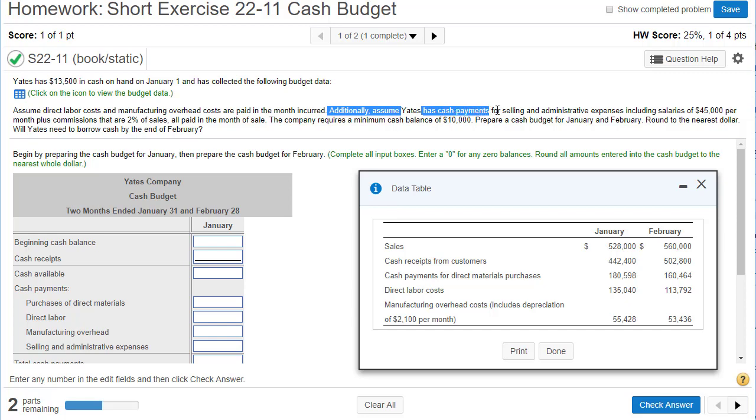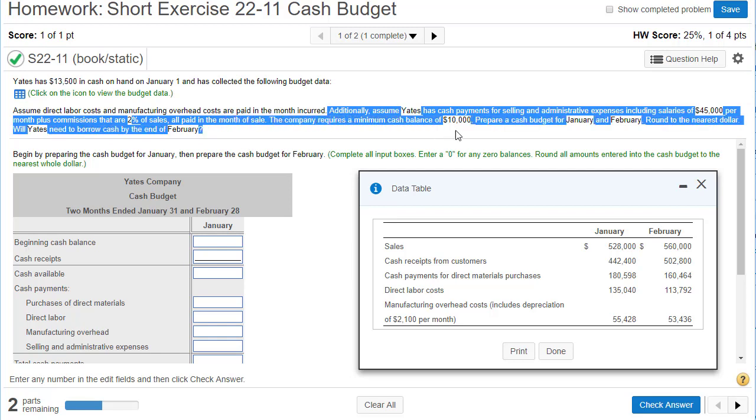Additionally, assume Yates has cash payments for selling and administrative expenses, including salaries of $45,000 per month, plus commissions that are 2% of sales, all paid in the month of sale. The company requires a minimum cash balance of $10,000. So if it turns out that the monthly cash balance at the end of the month is less than $10,000, they will have to borrow money.